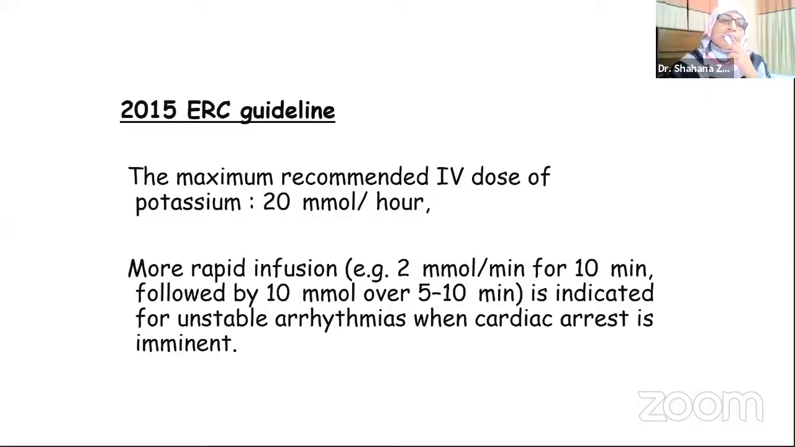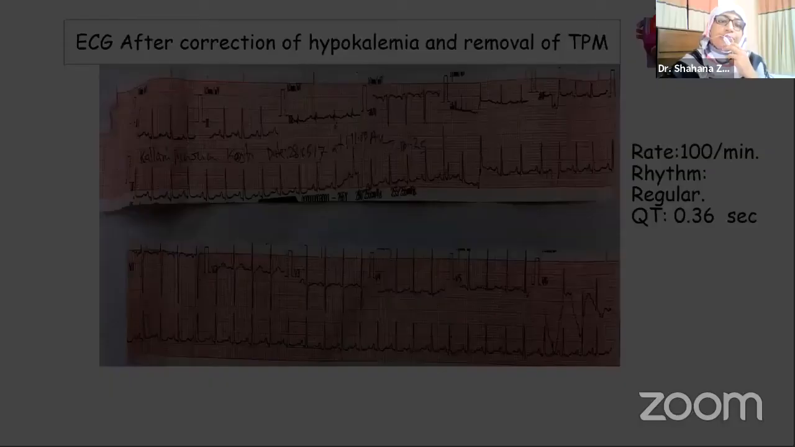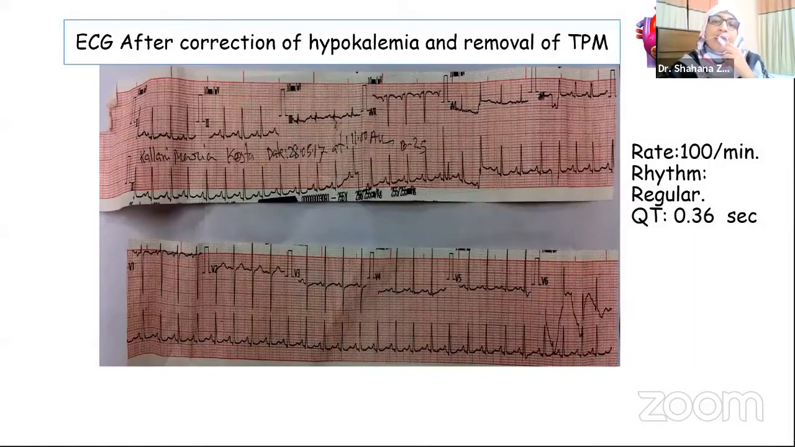The 2015 European Resuscitation Council guidelines showed the maximum recommended IV dose of potassium is 20 millimole per hour, but in case of unstable cardiac arrhythmia, when cardiac arrest is imminent, more rapid infusion is indicated. This is the ECG after correction of hypokalemia and withdrawal of temporary pacemaker, and we found here rate is about 100 beats per minute, rhythm regular, and QTc is about 360 milliseconds.